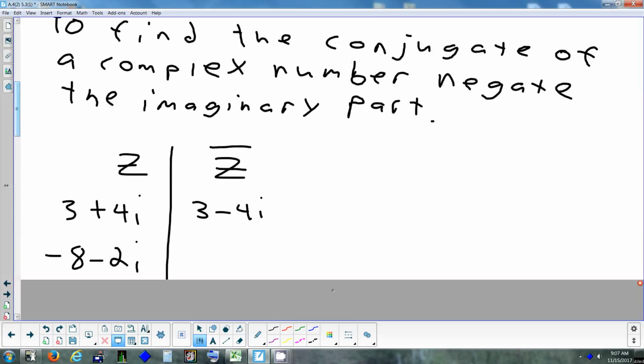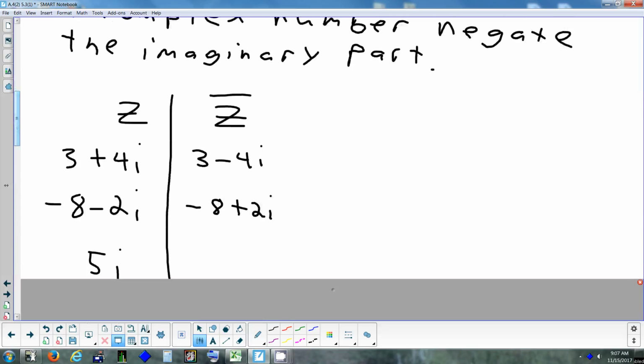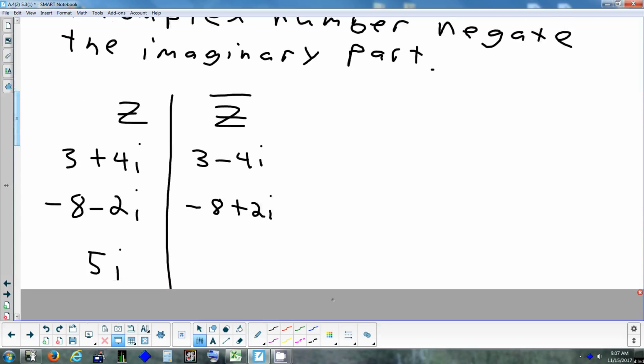All right, how about if I had negative 8 minus 2i? What would be the conjugate of that? Alex? Negative 8 plus 2i. Yep. Negative 8 plus 2i. How about 5i? Negative 5. Yep, negative 5i.